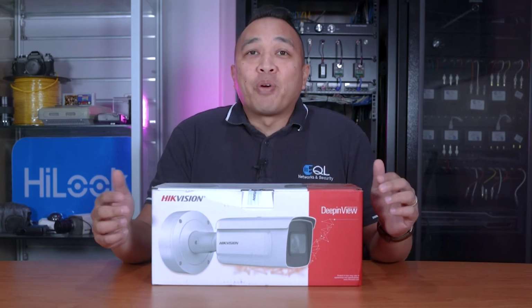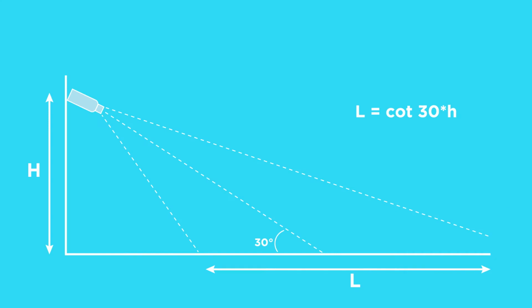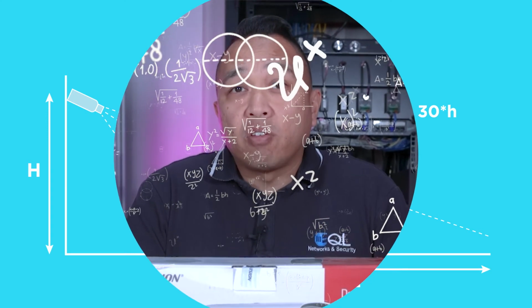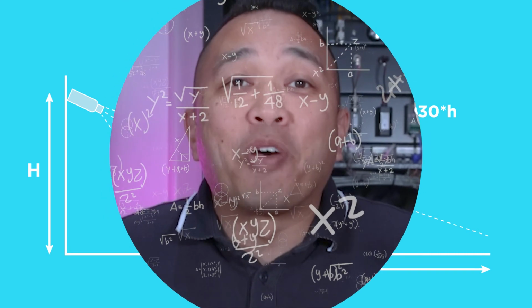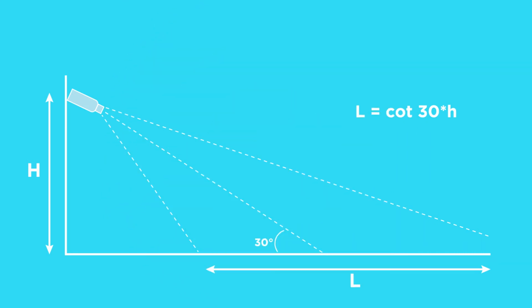To make this simpler, we're going to put up an image on the screen. You can see from this image, once you know the height, you can work out the camera detection range. H is the height, and cot in a right angle triangle is the cotangent of an angle. I'm not going to do that to you, but to put it simply, it's just a function.